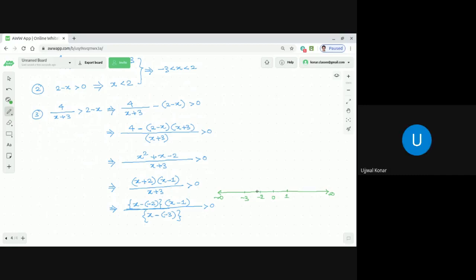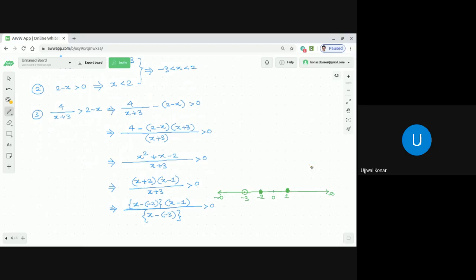So now for the numerator, these points, minus 2 and 1, dear students, we will make as filled up circles. And for the denominator, minus 3, I will make it an unfilled circle. After that, I'll get a point which is more than 1, and I'll keep the tip of my pen above the number line here.